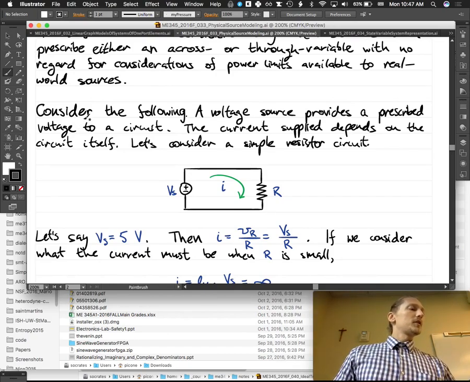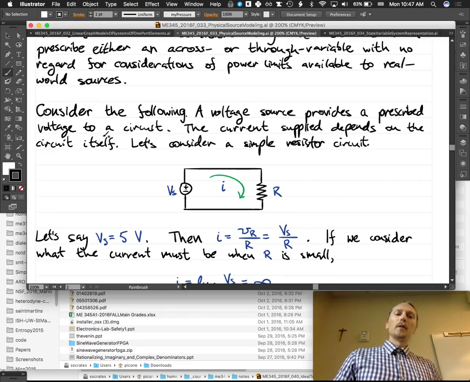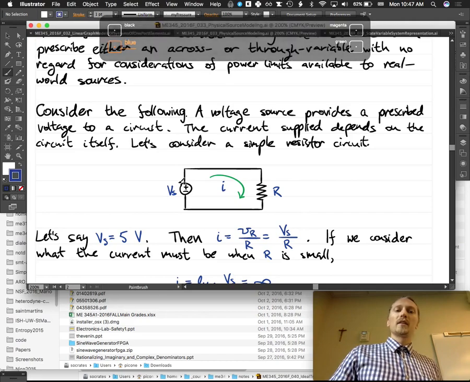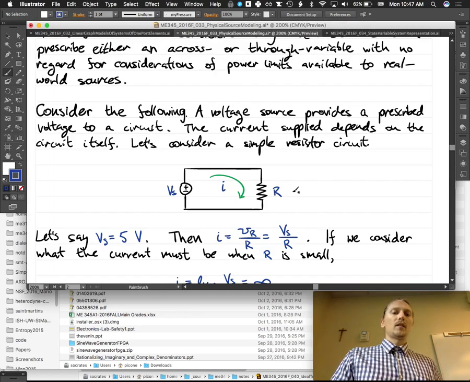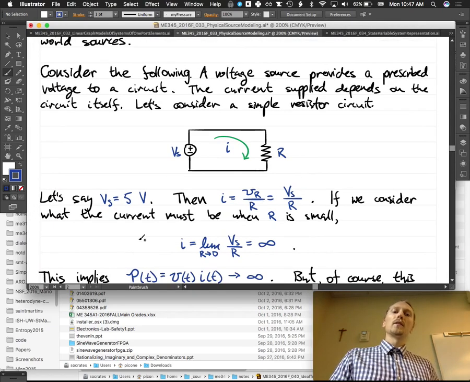A voltage source provides a prescribed voltage to a circuit. The current supplied depends on the circuit itself. Let's consider a simple resistor circuit. So we've got this. Now let's say that the source voltage is 5 volts. Then the current going through it is going to be 5 volts divided by R.